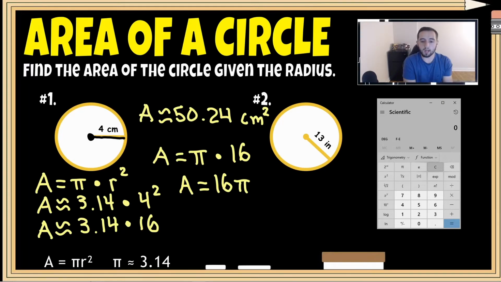So you can utilize leaving it in terms of pi if the question asks you that, or you can approximate pi by using 3.14.